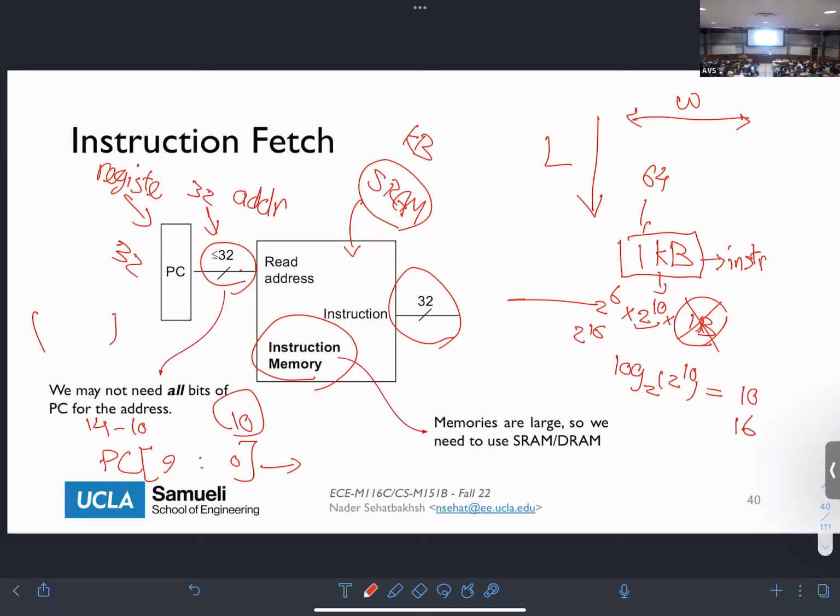So 2 to the power of 10 is 1024, and that's what we were saying: 1 kilobyte is 1024.